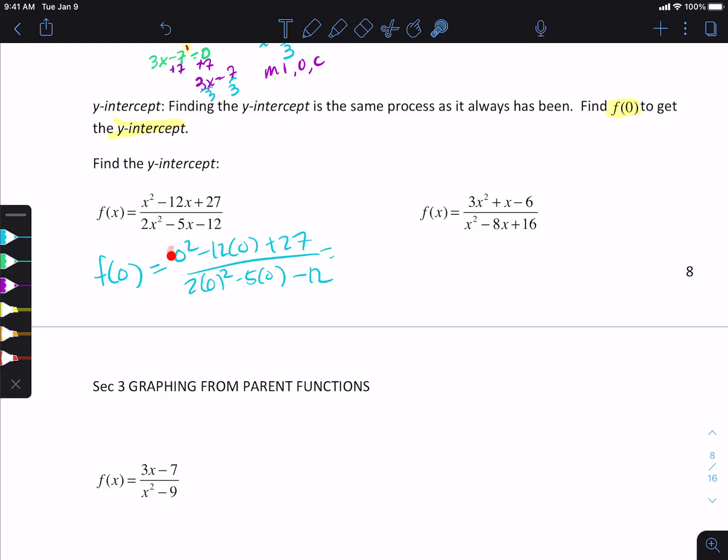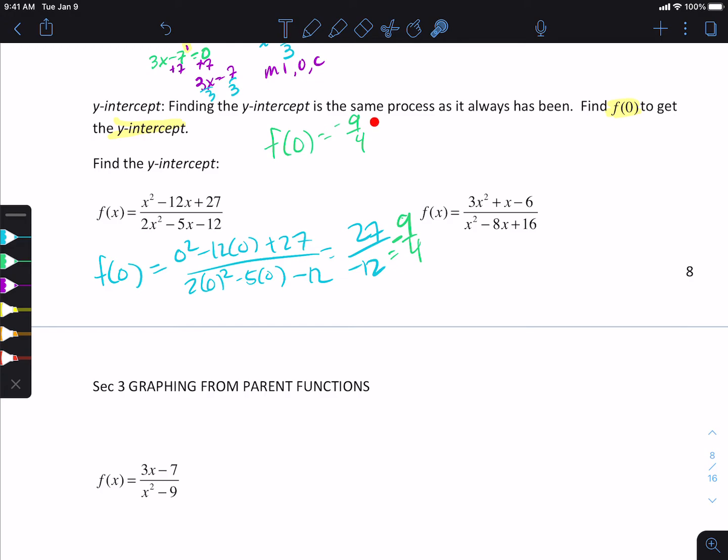So on top, these go to 0, plus 27 is just the 27. And then these both go to 0, so 0 minus 12 is negative 12. Okay? I look to see if I can reduce the two of these. Both of them are divisible by 3, so we're going to divide by 3 on each one. 27 divided by 3 gives us 9. 12 divided by 3 gives us 4, and it's still negative. So I get negative 9/4. So f of 0 is negative 9/4.